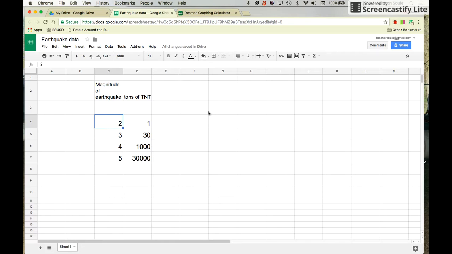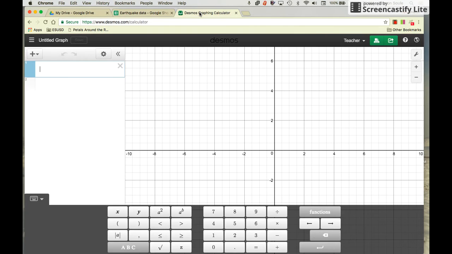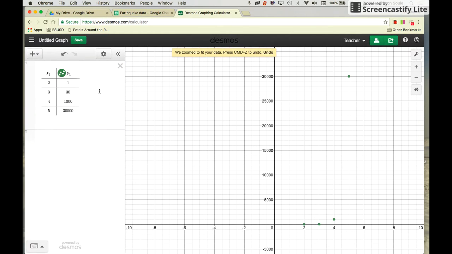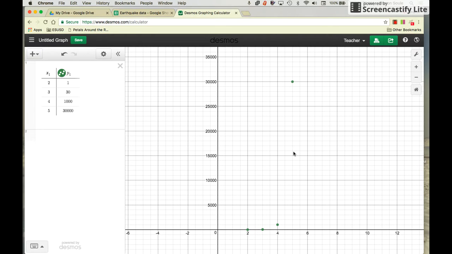And so the first feature that I want to show you is, once you have your table of data in your spreadsheet like this, you can copy this table of data and take it right into the Desmos graphing calculator. When you paste that table of data into the Desmos graphing calculator, it will automatically create a table for you. It will assign X1 and Y1 to that table, and it will graph those points and resize the window in a fashion that makes it easy to see that graph.